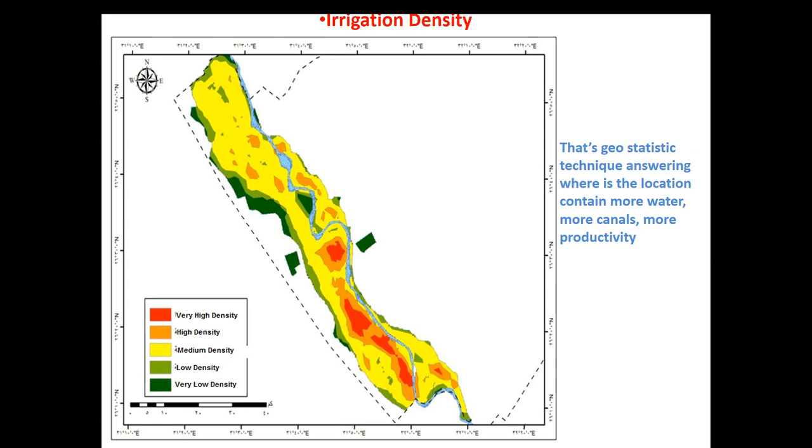by GIS. You see in the map we divide our area into very high density, medium density, low density, and very low density of canals. This technique in GIS depends on the area and the canals' length and canals' number.